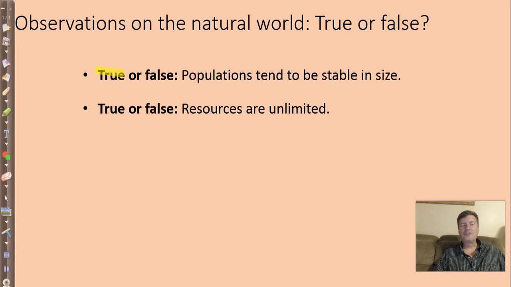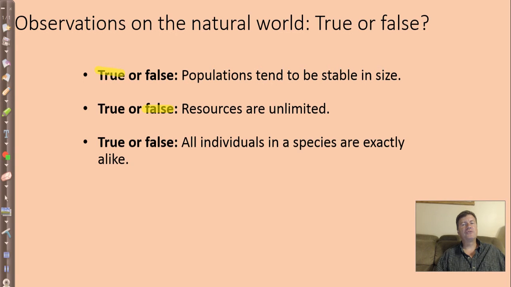Next. True or false? Resources are unlimited. You should know the answer to that from our discussion of ecology. No, they're not unlimited. They actually are limited. Okay, then all individuals of a species are exactly alike. No, there's variation, there's differences. That seems like that would be false, so let's make that one false.